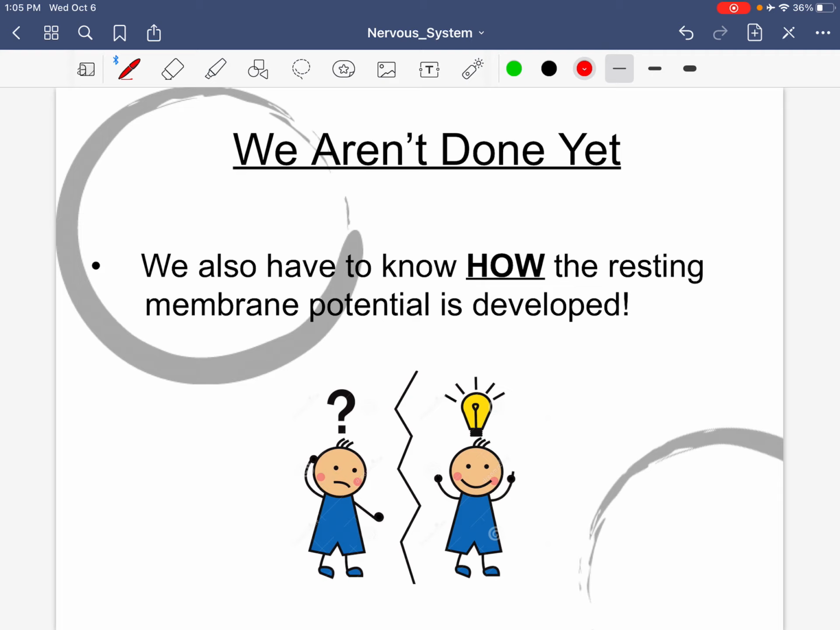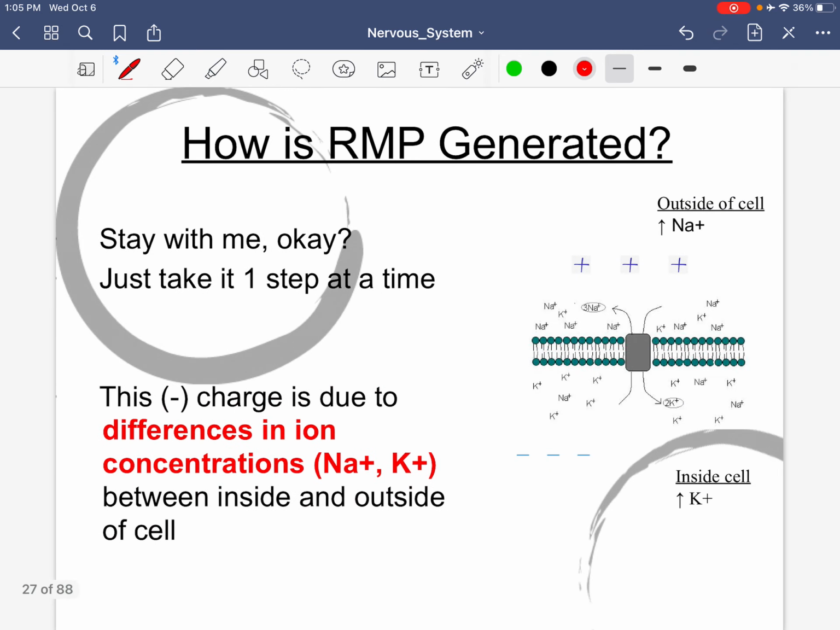And I'm not going to go over this just to torture you, even though I was saying this to another class I have. I'm not trying to torture you on purpose. There's a reason. The reason why we have to know how this develops is because it's going to help us understand how that nerve cell makes a nerve impulse.